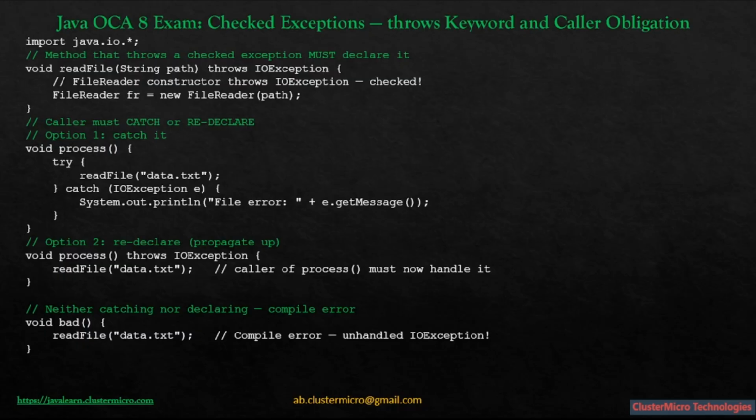Okay. And then we have void bad, read file data.text. It will lead to compile time error. Method bad calls read file method but does neither. No try catch, no throws declaration. The compiler sees that read file can throw a checked exception, and that bad has made absolutely no provision for it. So this is a compile error. The compiler will not let you silently ignore a checked exception. The error message will say something like unhandled exception type IOException.